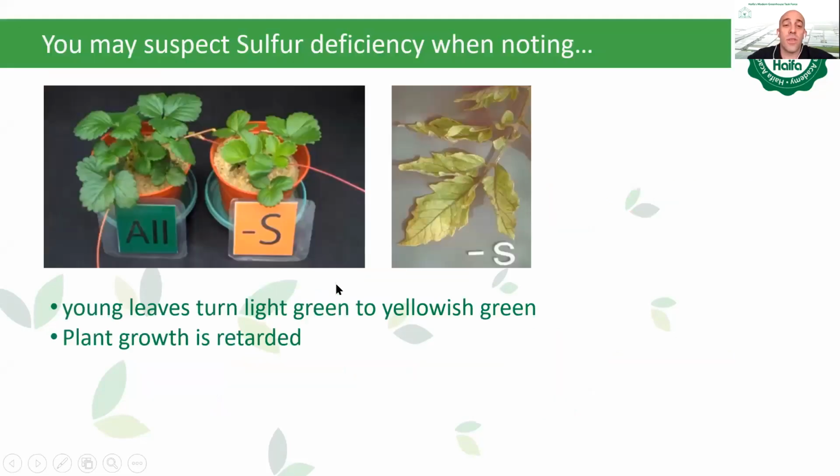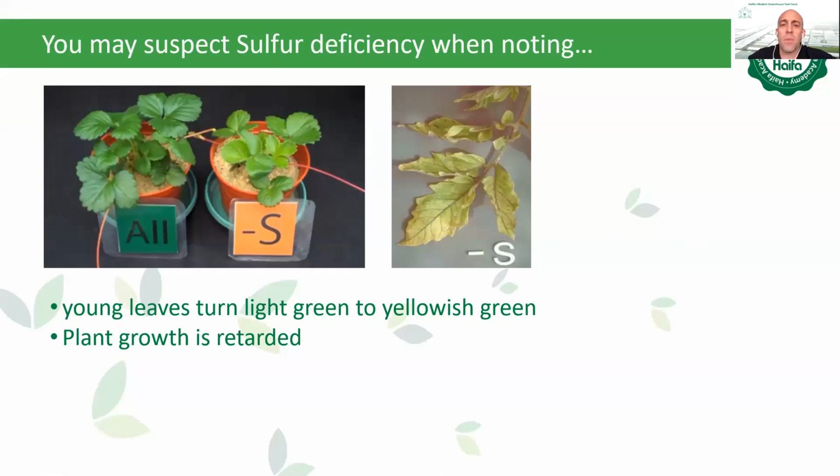Since sulfur is not a really non-mobile element, but a less mobile one, you will see deficiencies on the young leaves. It can easily be confused with nitrogen because it has the same appearance of overall chlorotic leaves. So the thing you must note is exactly where on the plant you see the deficiency. If it's a young plant, it probably is a sulfur deficiency.